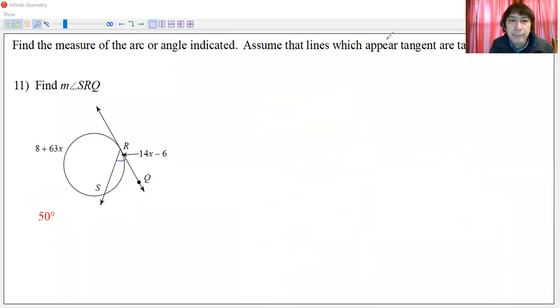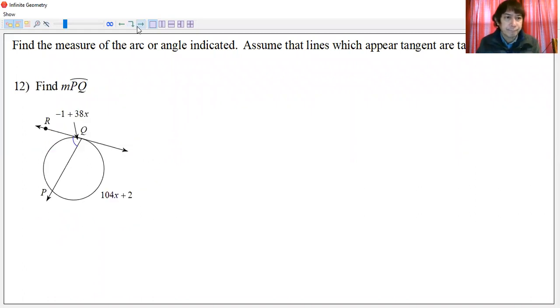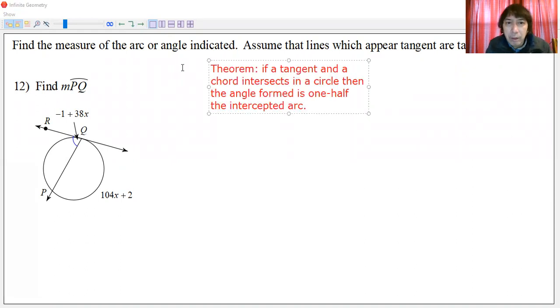Number 12. Let me clear the screen. Continue with number 12. All right, here's number 12. Okay, we have another tangent and a chord. We will still apply the theorem. Tangent and a chord intersects in a circle. The angle formed is 1/2 the intercepted arc.